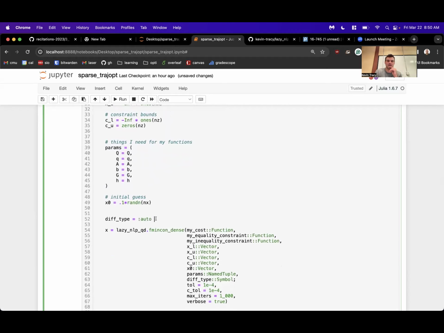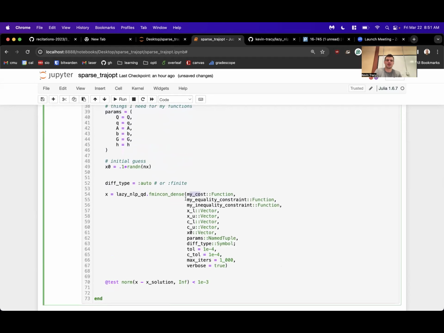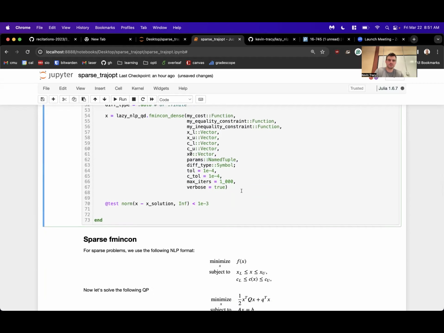Diff type, make it auto. Or if I want a finite diff, I can make this finite. And then here I call it. I give it my three functions. I give it my primal bounds. I give it my constraint bounds, my initial guess, params, diff type, and then tolerance, constraint tolerance, max iterations, and verbose.